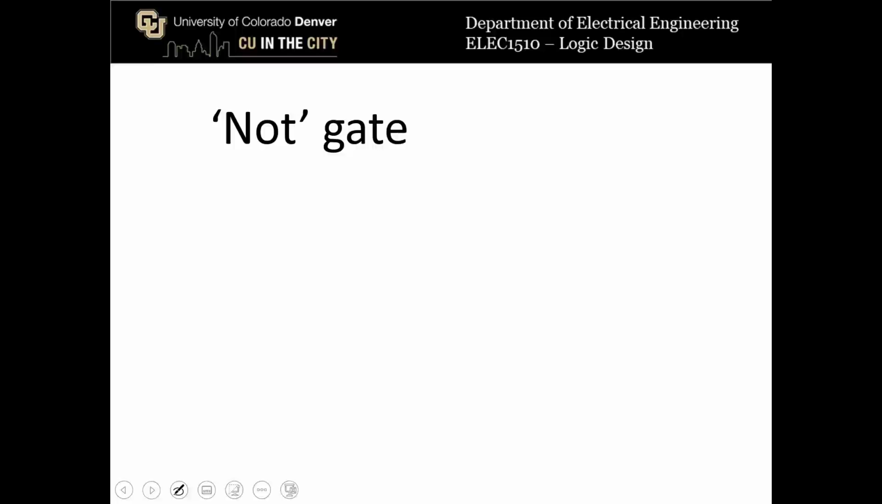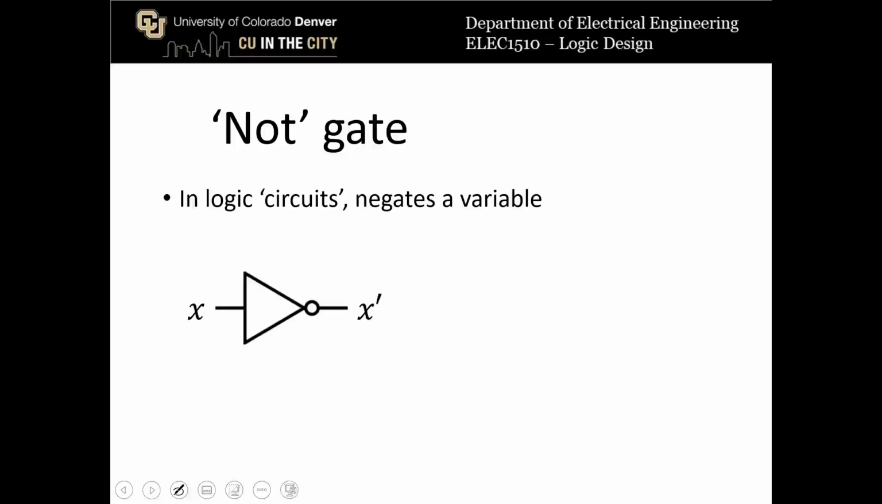Okay, so we can also represent this graphically, and for most of the class we're going to be representing things using both equations and circuit graphics. So how you represent this function graphically is using something called a NOT gate. In logic circuits, the NOT gate will negate a variable. So you can just draw the negation graphically. The NOT gate looks like this. You have x on the left side, or the input to the gate. Then on the output of this little triangle with a circle at the end of it, you have x prime.